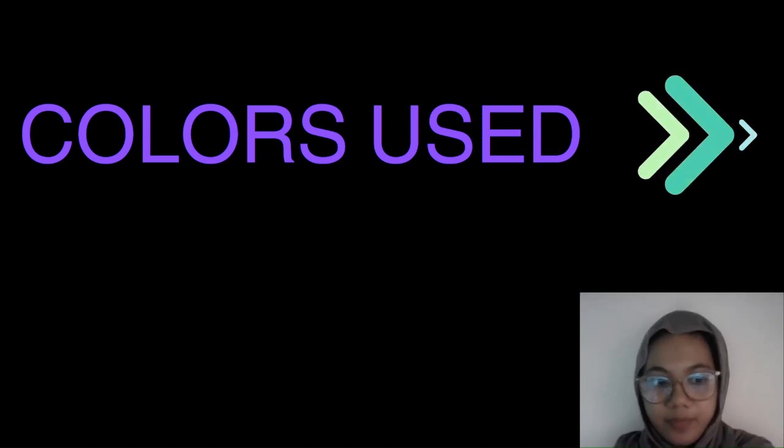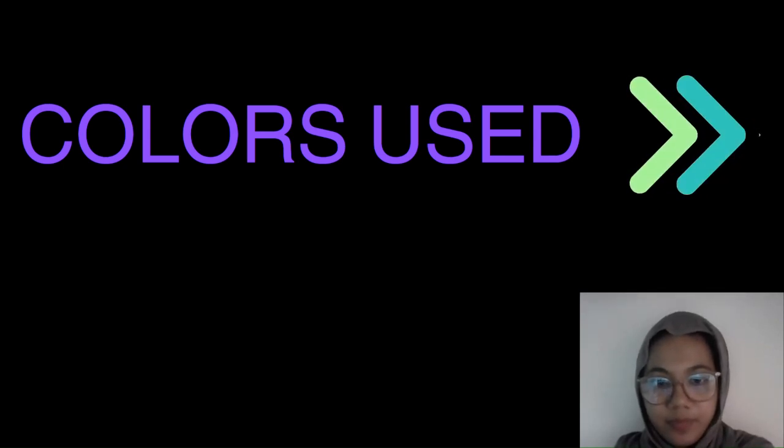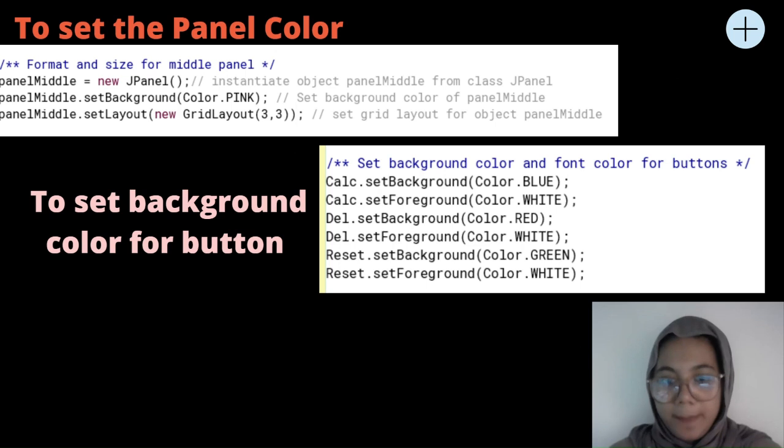Next is the color used in this programming. So, panel middle dot set background color pink. This will set the background color for the middle JPanel to pink. So we use the same source code to set the background color for the middle panel, below panel, and above panel.